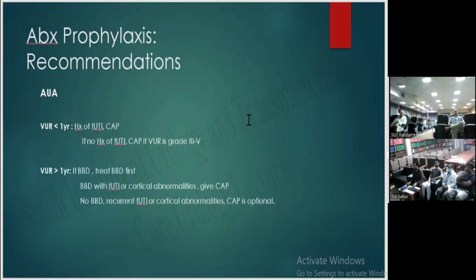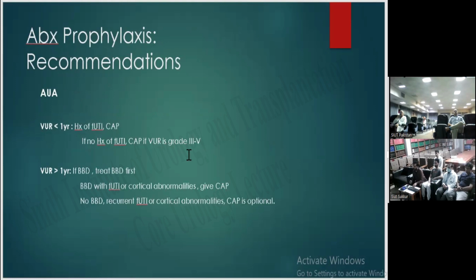Antibiotic prophylaxis recommendations, AUA: if VUR is in a child less than 1 year of age with a history of febrile UTI, continue antibiotic prophylaxis. If no history of febrile UTI, continue antibiotic prophylaxis if VUR is grade 3, 4, and 5.